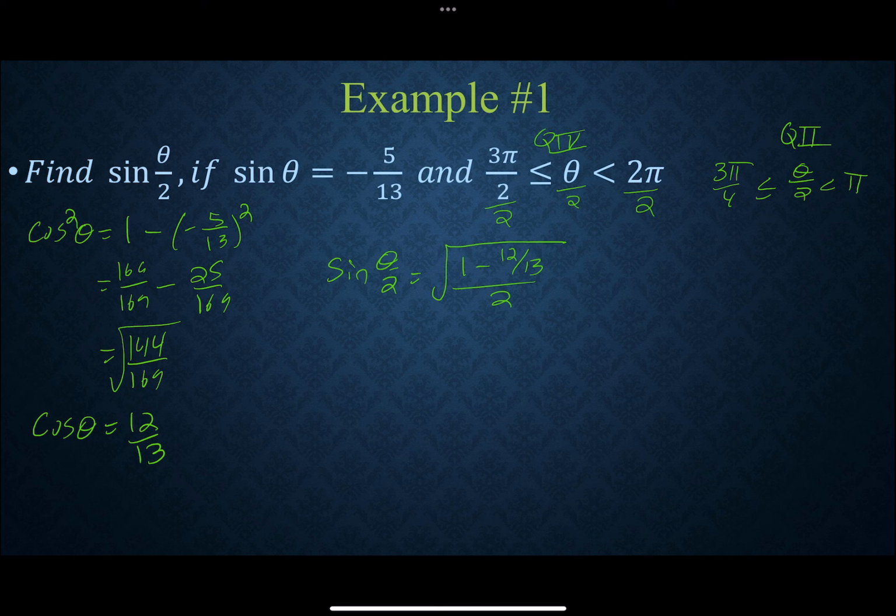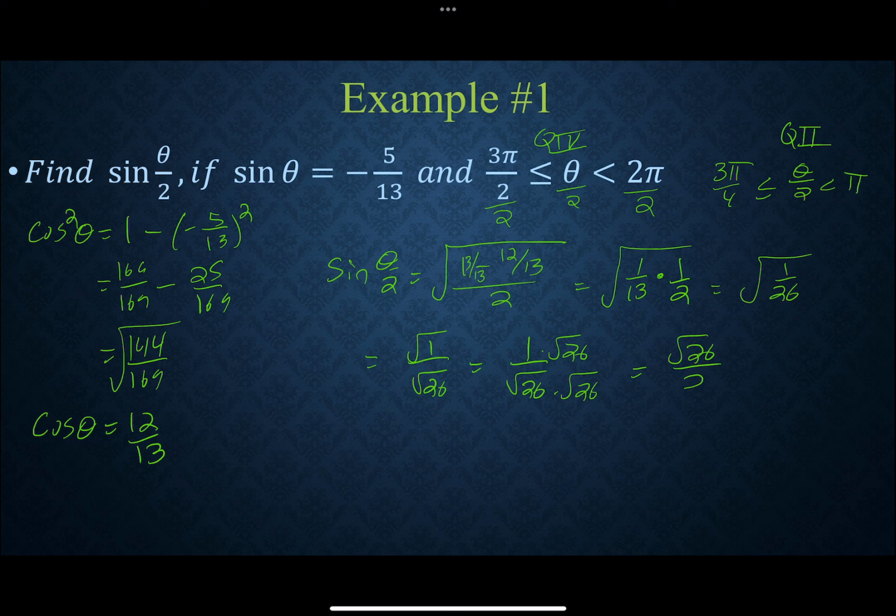So we're doing 1 minus, so that 1 is really 13 over 13. We get a square root of 1/13, and instead of dividing by 2, we multiply by a half, so it's times a half there. So we get the square root of 1 over 26, which we will separate out as square root of 1 over square root of 26, which then requires us to rationalize. And we get root 26 over 26 for our sine theta over 2 value.